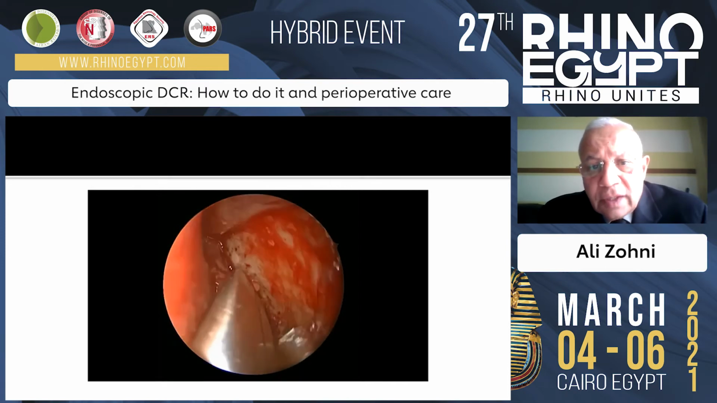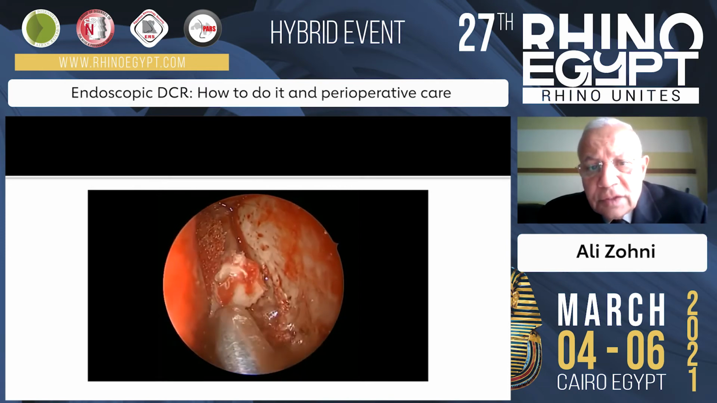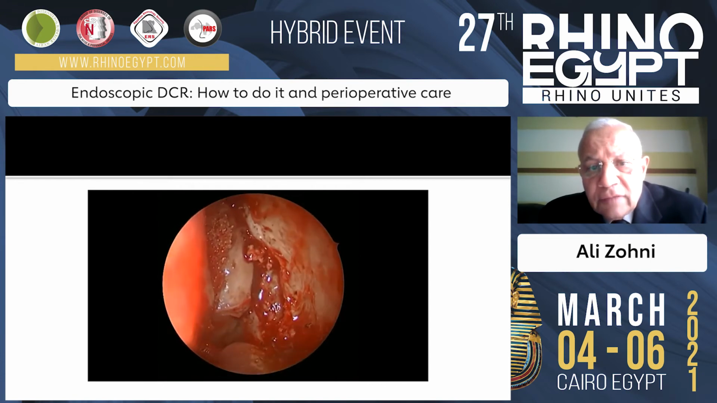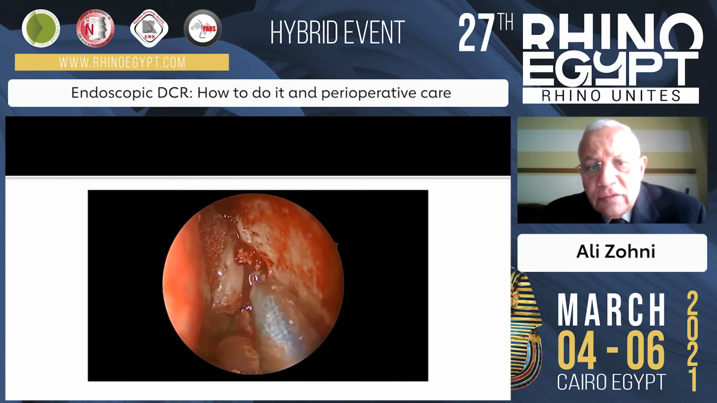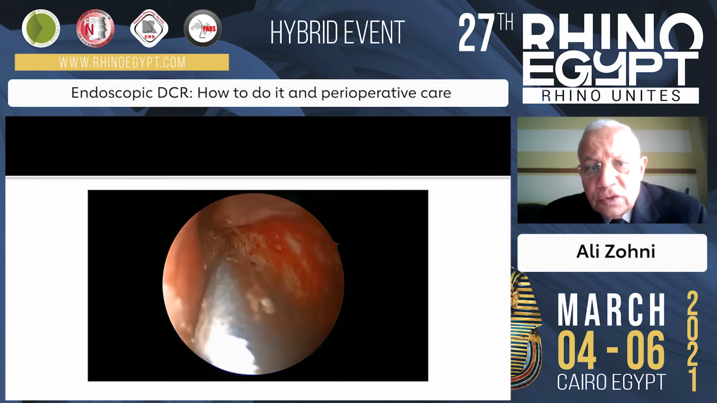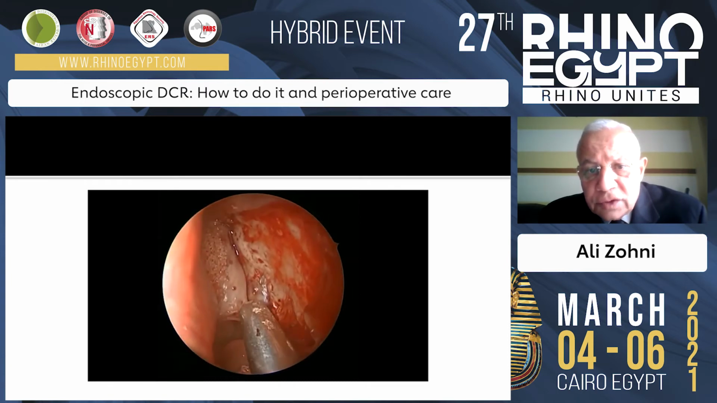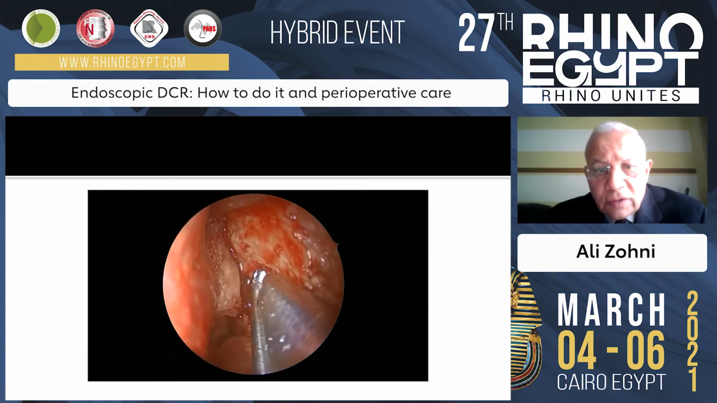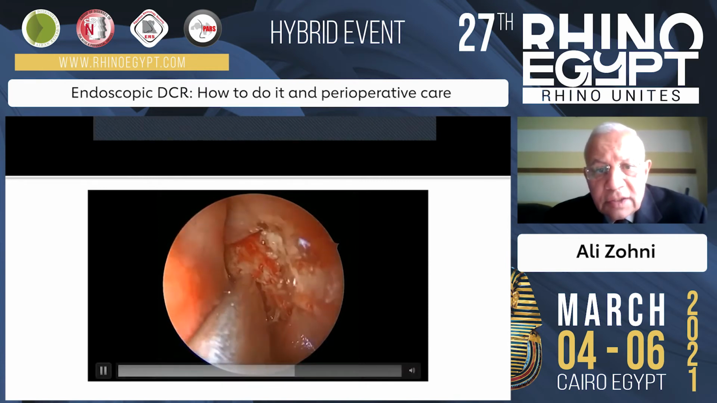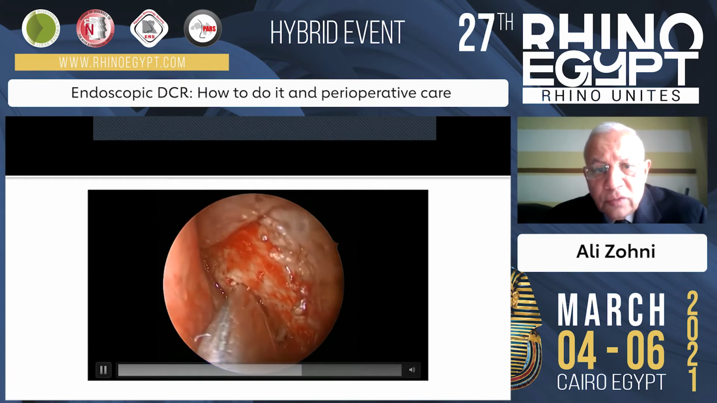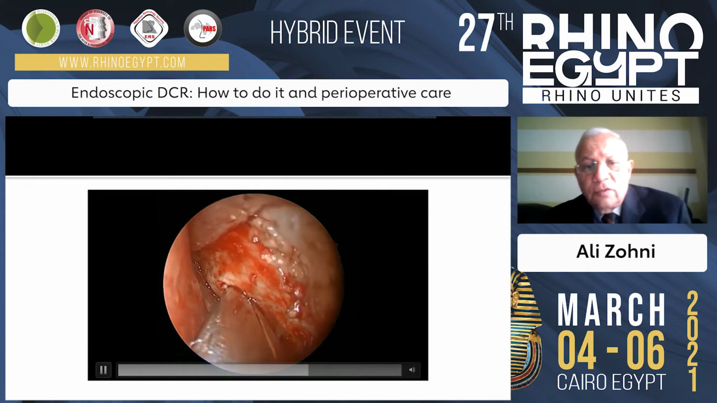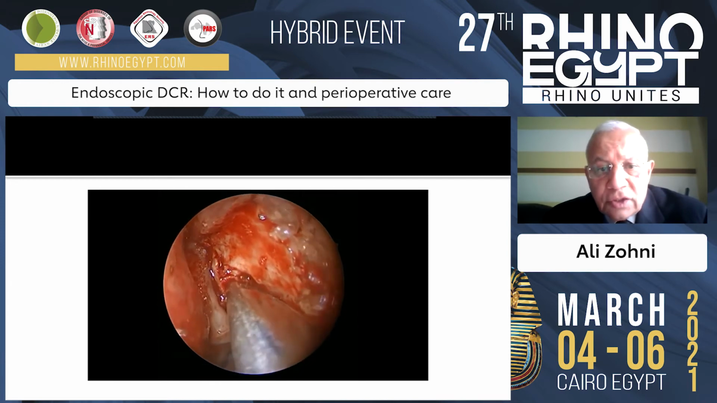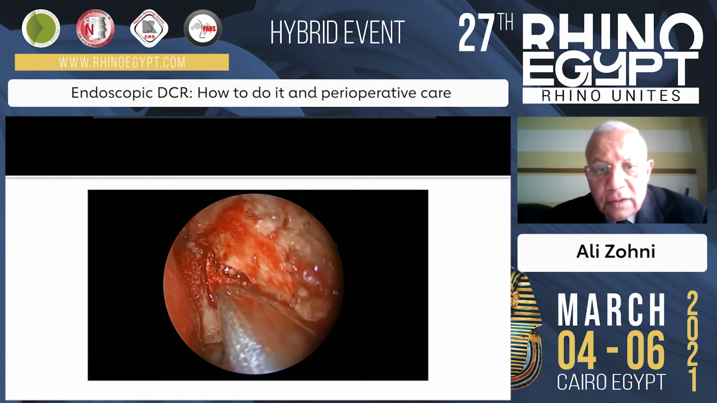in order to have complete decompression of the system, which allows us to make mucosal flaps and to have a very minimal possibility of post-operative stenosis or restenosis or fibrosis. So this is the area of the nasolacrimal duct. We are following it superiorly. This is the area of the lacrimal sac. We are removing all the bone covering it from 270 degrees in 3 directions, exposing the lacrimal sac.